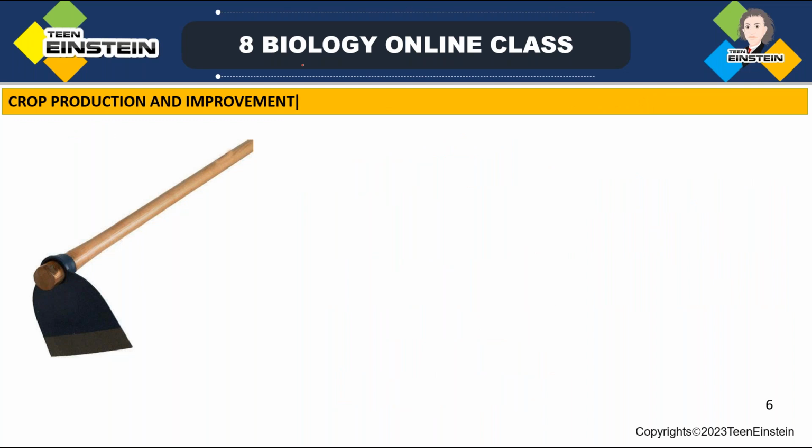Next one is the hoe. I don't know how many children nowadays have seen these things, but this is a very simple tool for tilling the land and for removing weeds.